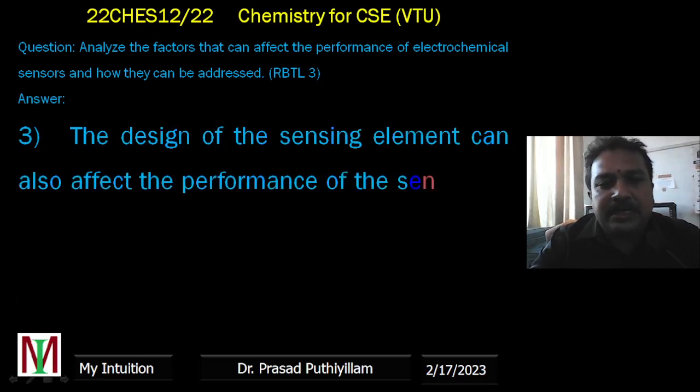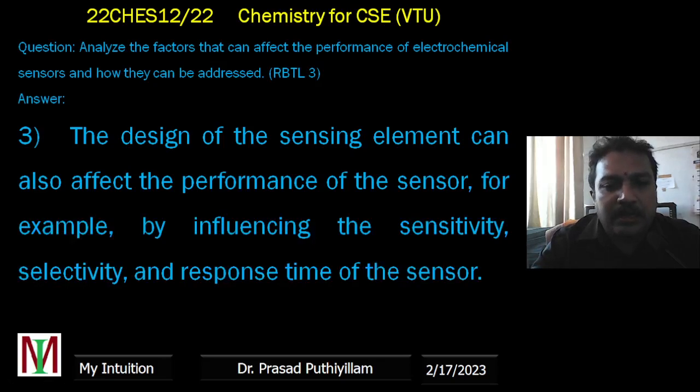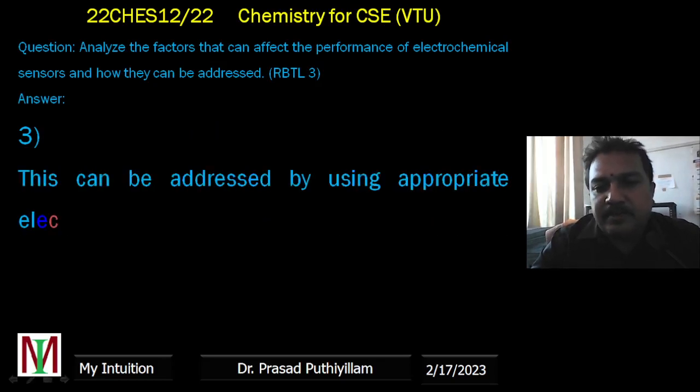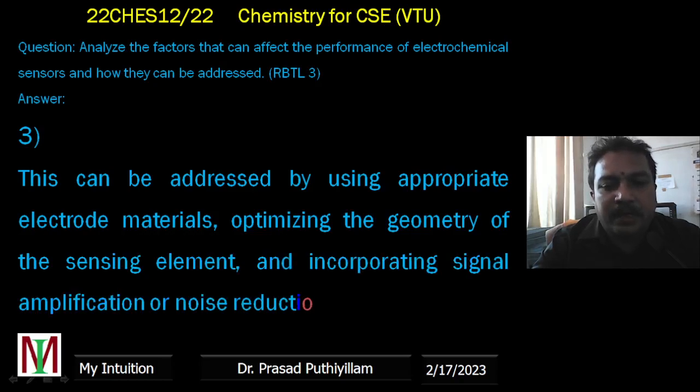The design of the sensing element can also affect the performance of the sensor, for example, by influencing the sensitivity, selectivity, and response time of the sensor. This can be addressed by using appropriate electrode material, optimizing the geometry of the sensing element, and incorporating signal amplification or noise reduction techniques. So we have to choose the best material.